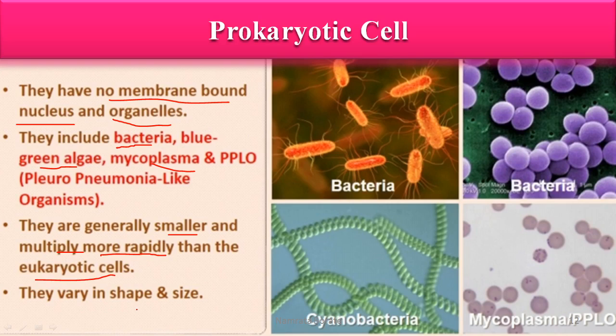They vary in size and shape. So this is the bacteria. Bacteria is present in various forms. It is a green bacteria, that is called the blue green algae, the cyanobacteria. Then there is a presence of mycoplasma. So these are the various forms of the bacteria which are included in the prokaryotic cell.